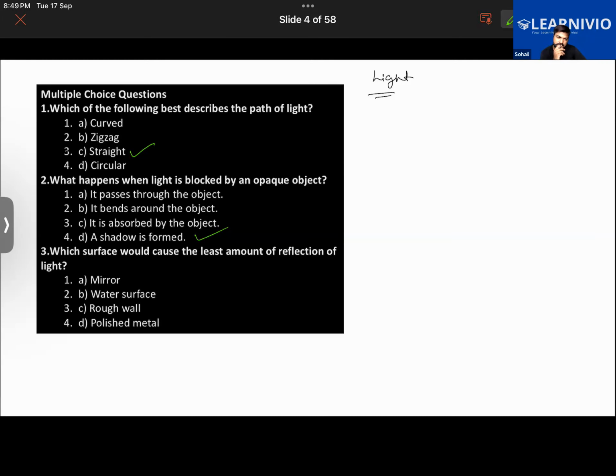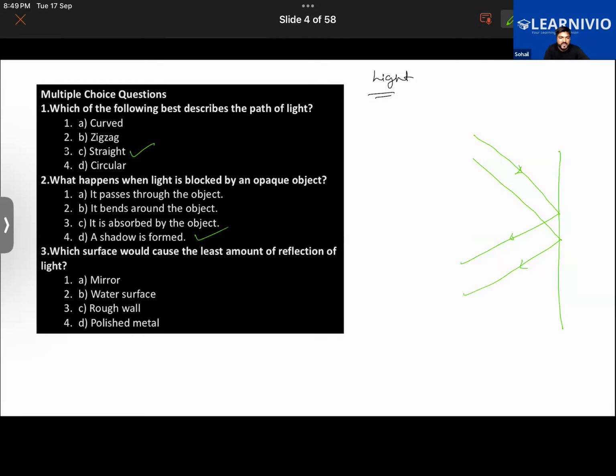Sir, is it a rough wall? No. Mirror will be causing the maximum amount of reflection now. Yes, sir, a mirror has a very smooth surface, so maximum reflection will take place. Whatever light ray falls on it will get reflected.